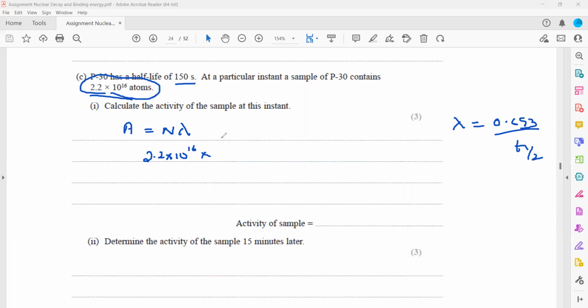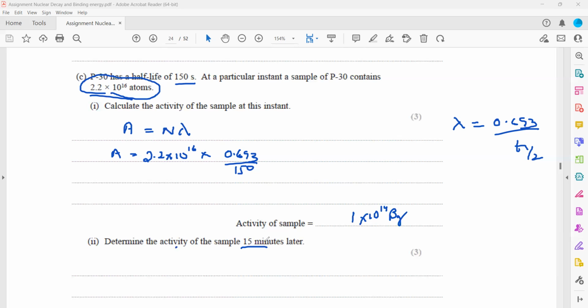So we can write 0.693 over the half-life, which is 150. Because the half-life was in seconds, the activity will be in disintegrations per second, and the unit of activity is becquerel, Bq. When we simplify this, the decay constant times the number of nuclei present gives 1 times 10 to the power 14 becquerel. Becquerel here refers to how many atoms disintegrate in 1 second.